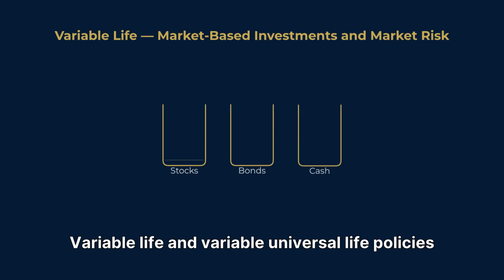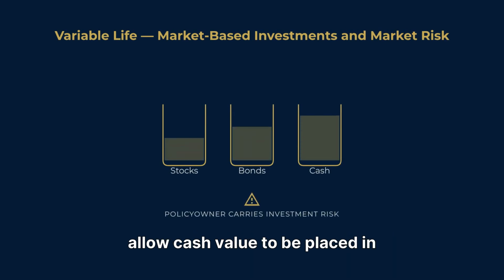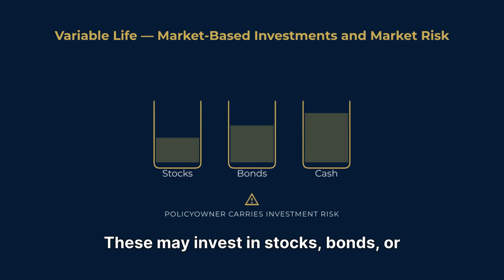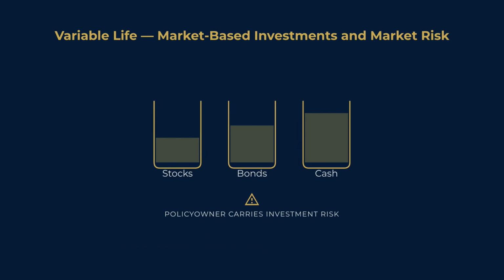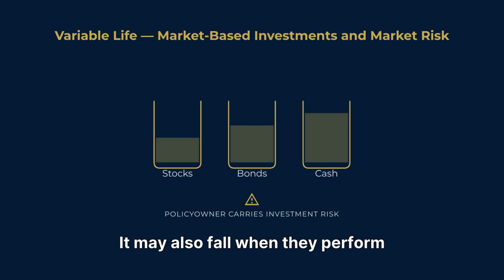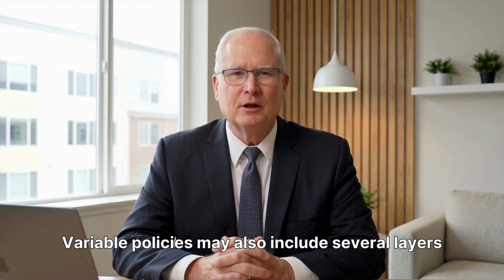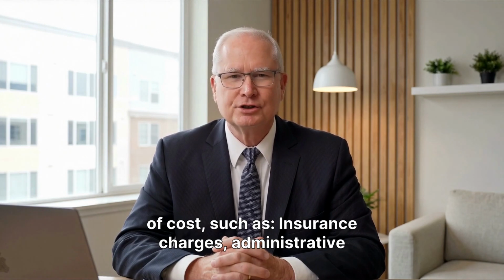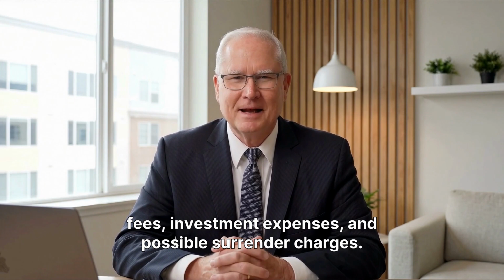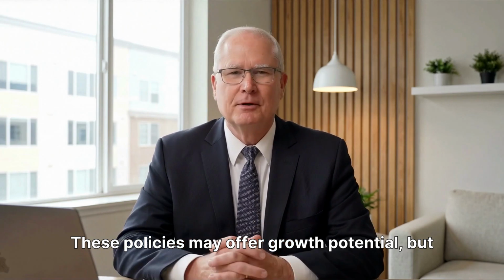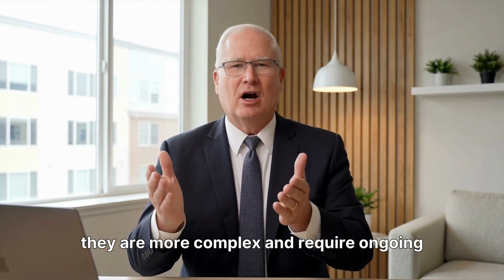Variable life and variable universal life policies allow cash value to be placed in investment choices called sub-accounts. These may invest in stocks, bonds, or other securities. The cash value may rise when the investments perform well. It may also fall when they perform poorly. That means the policy owner carries investment risk. Variable policies may also include several layers of costs, such as insurance charges, administrative fees, investment expenses, and possible surrender charges. These policies may offer growth potential, but they are more complex and require ongoing attention.